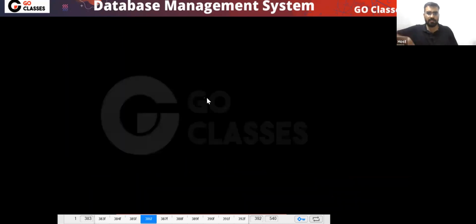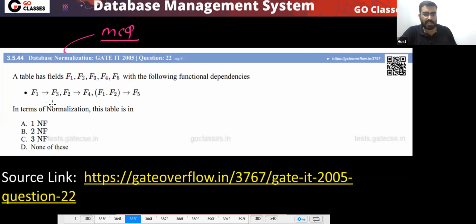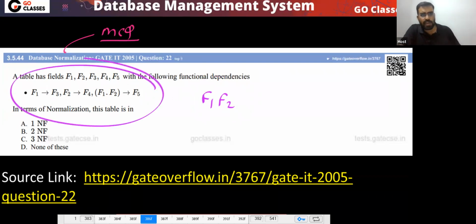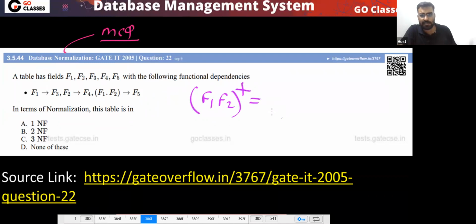First of all, you find the candidate keys. So tell me what are the candidate keys here. You can notice F1, F2 are not in the RHS. They are not present on the RHS of any non-trivial functional dependency. So they must be part of every candidate key.